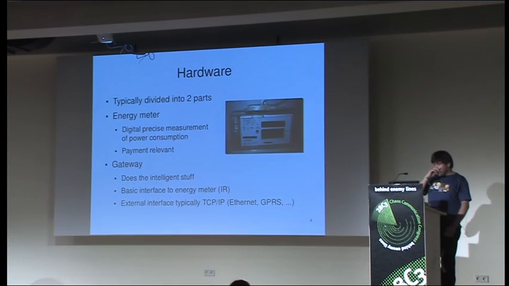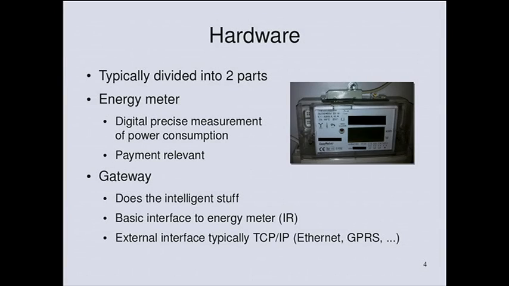So what is the hardware for a smart meter? The hardware is typically divided into 2 parts. So you have an energy meter, which is shown in this picture. It's a digital measurement instrument, and this is the really payment-relevant device, which is in your cellar, and it's working like the one you had before, which was analog. And maybe it has the possibility to switch between different prices and show the amount for different times of day.